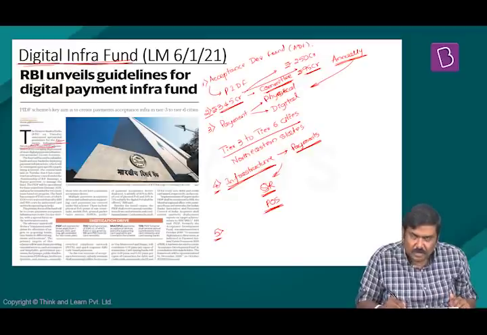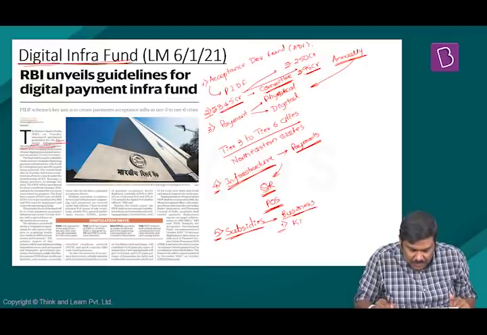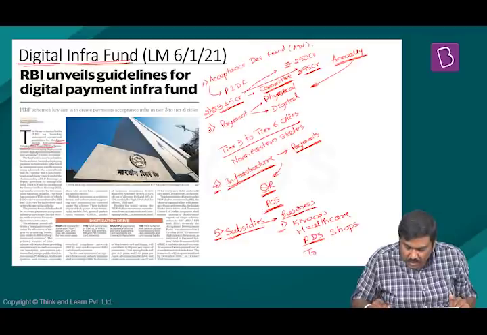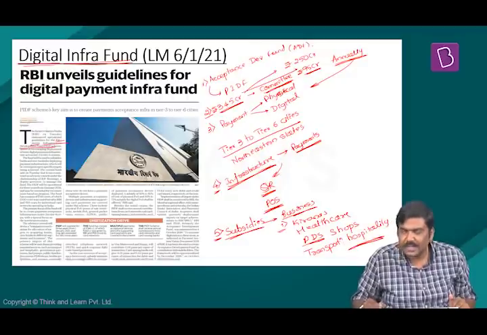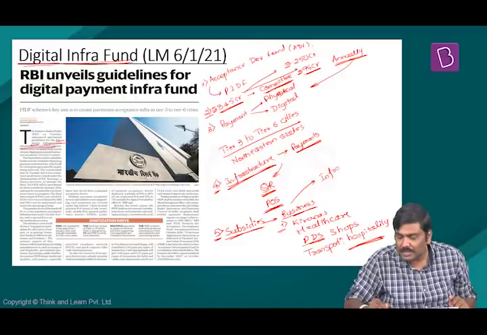Now the focus will be to provide subsidies to those people who are involved in the following businesses or services. For example, kirana shops, healthcare facilities, public distribution system shops, those who are involved in transportation and hospitality services, etc. And RBI says that even under this, the primary focus will be on those entities which do not have any kind of infrastructure to accept payments as of now.